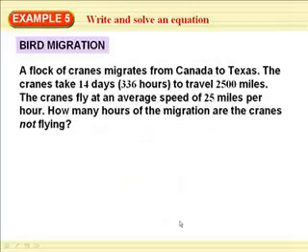Okay, example number 5. And back to what the book has. It's just a little bit easier to read. A flock of cranes migrates from Canada to Texas. The cranes take 14 days, 336 hours to travel 2,500 miles. The cranes fly at an average speed of 25 miles per hour. How many hours of the migration are the cranes not flying? Okay, so they go 25 miles per hour.